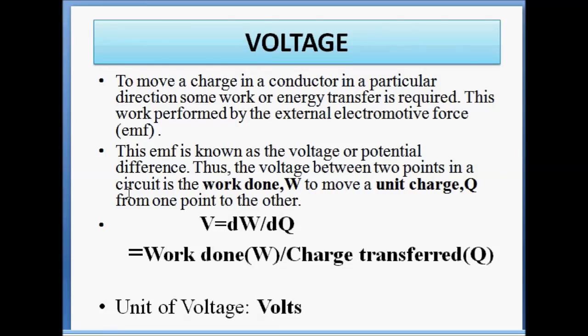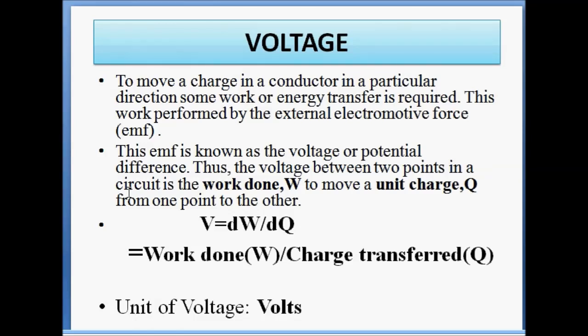Now this electromotive force or EMF is called the voltage or potential difference. A major source of potential difference in an electrical circuit is a battery. A battery supplies the required electromotive force to facilitate the movement of charges, which in turn produces current in the circuit.